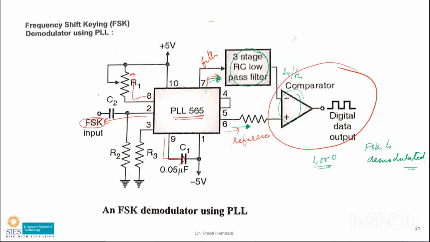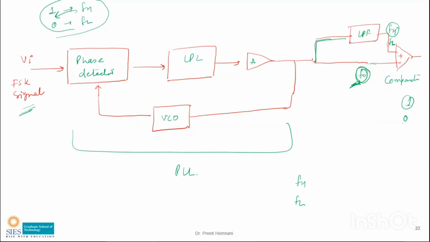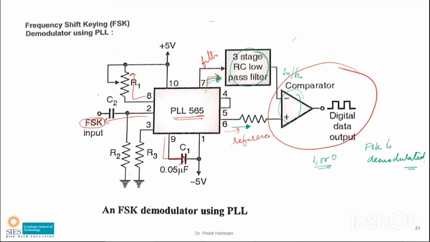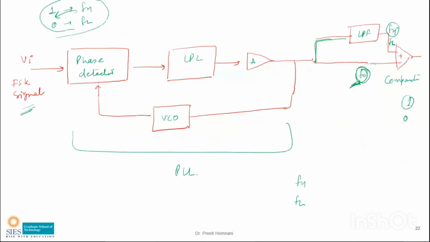Is it clear? Any doubts? So this is the basic block diagram of the FSK demodulator, and then you can show the functional diagram. And this one I'm writing as a low pass filter. This you can write as a 3-stage low pass filter. Yes, any doubts?